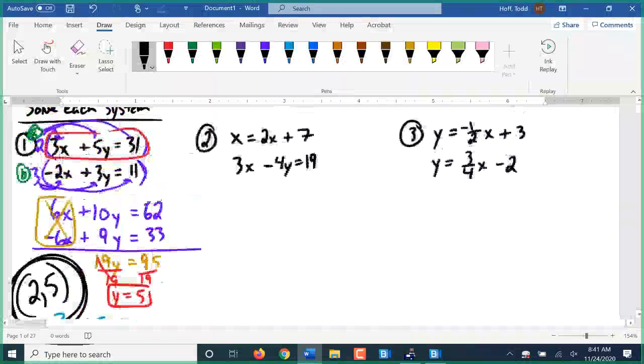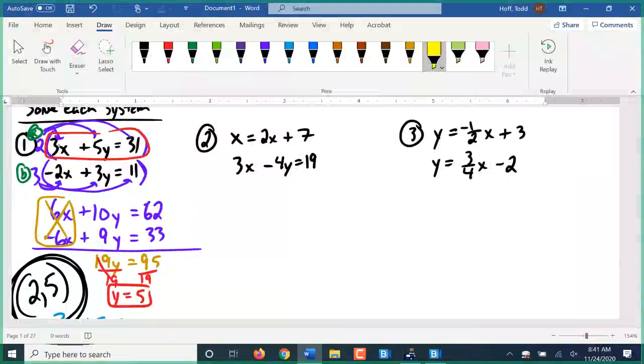Now, as always, if this were a quiz or a test and I wanted to double check that answer, I could go back up here and put 2 in for x and 5 in for y and make sure that works. Do the same here, put 2 in for x and 5 in for y and make sure that works.